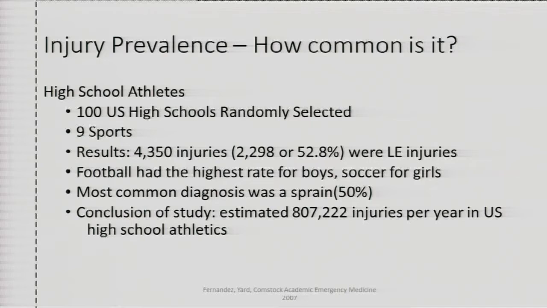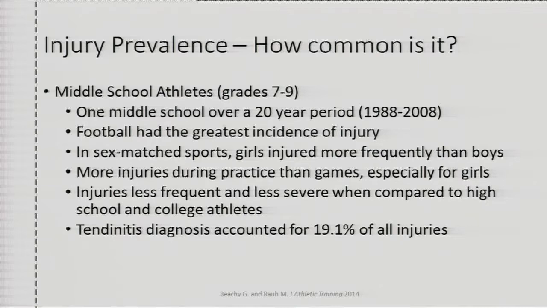So the second study looked at a younger population, middle school, grades 7 to 9, and they wanted to see if there is a difference between the age groups and the sports. They looked at one school for 20 years. Once again, football had the greatest incidence. In sex-matched sports, girls were more frequently injured than boys. More injuries occurred in practice than games, and the injuries were less severe than at the college and high school level. Tendonitis was the most common injury. That could possibly be due to an issue with conditioning.